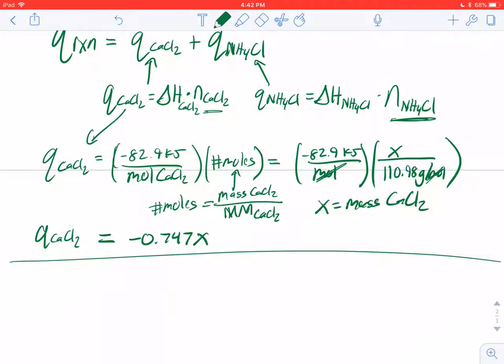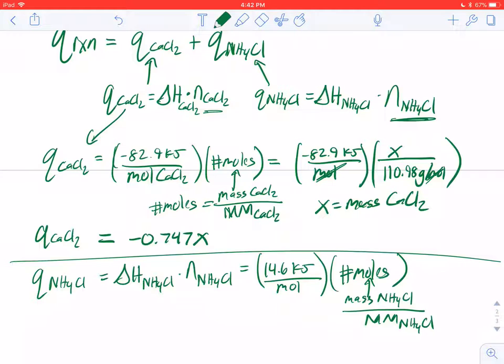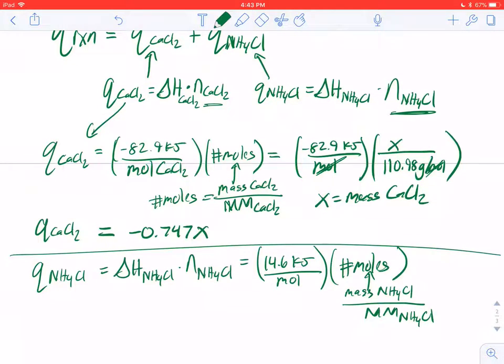We can do something similar for our ammonium chloride. So the heat of our ammonium chloride is going to relate to the enthalpy change of our ammonium chloride times the number of moles of our ammonium chloride. So we do something similar here, and we say, well, the enthalpy change for our ammonium chloride is 14.6 kilojoules per mole times the number of moles of our ammonium chloride. And again, we can do this as mass of ammonium chloride divided by the molar mass of our ammonium chloride. So now we can get it into mass, right? Because we're dealing with the mass here.